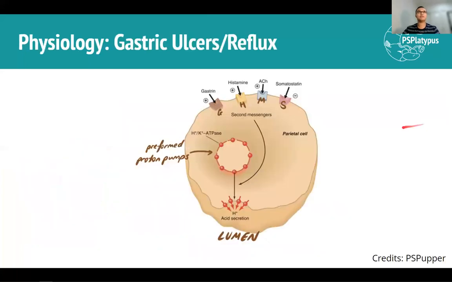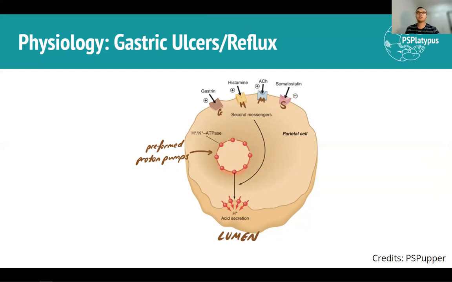Next, we have gastric ulcer disease and reflux. So both of these usually result from an oversecretion of hydrochloric acid. And so it's important to understand how hydrochloric acid is secreted by your parietal cells. Your parietal cells receive signals from many different chemicals. They receive pro-stimulatory signals from gastrin, histamine, and acetylcholine, and they receive inhibitory signals from somatostatin, which you would have covered again in a physiology lecture.